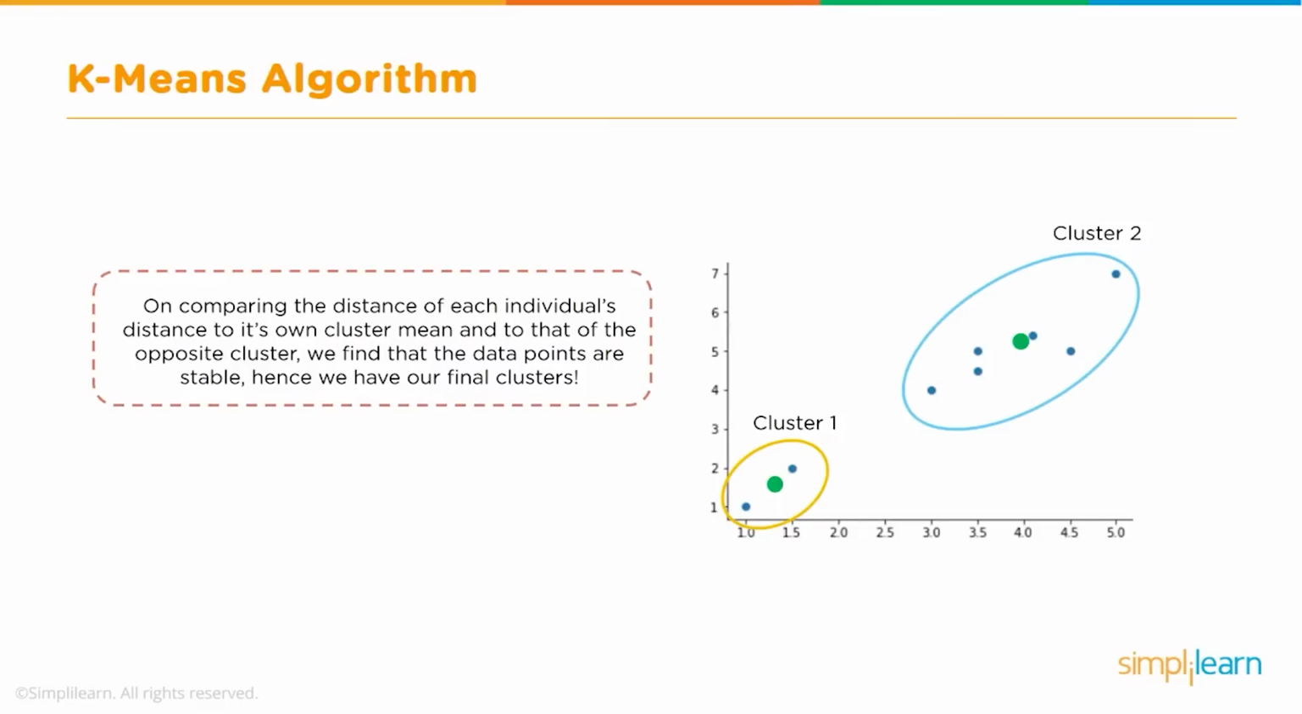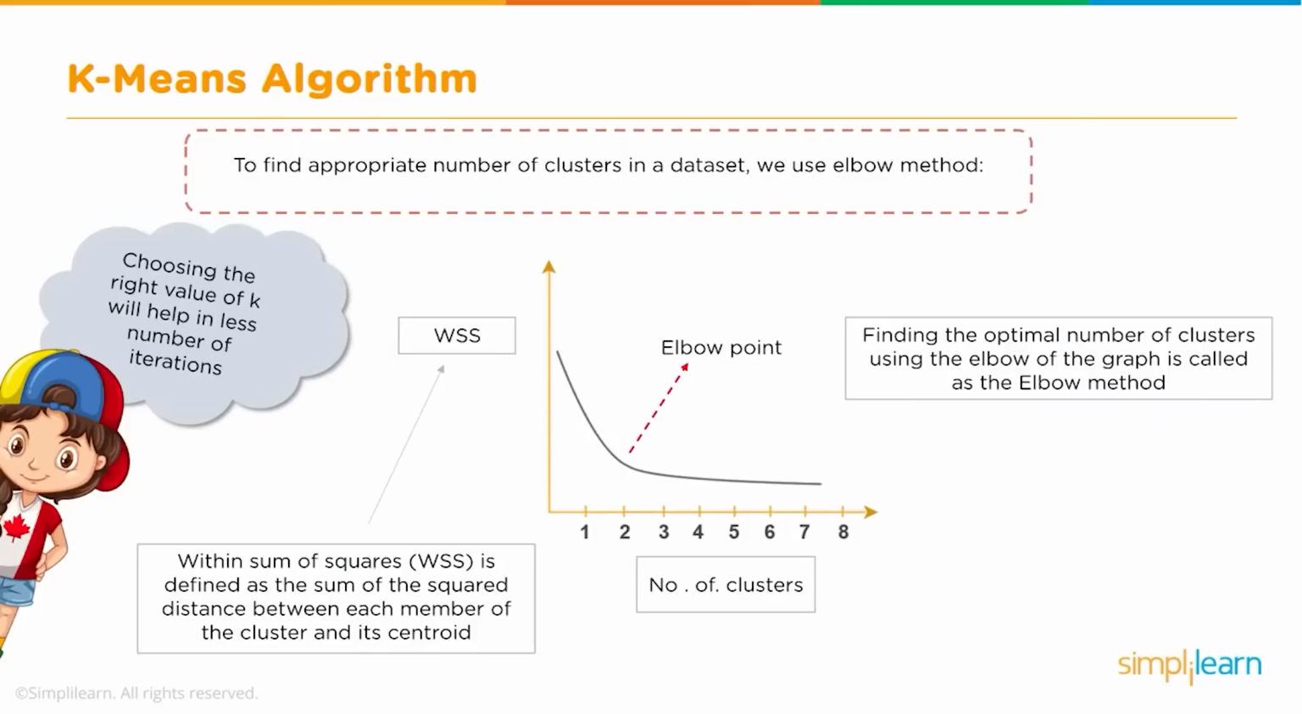Now, if you remember, I brought up a concept earlier on the k-means algorithm. Choosing the right value of k will help in fewer iterations. And to find the appropriate number of clusters in a data set, we use the elbow method. Within sum of squares, WSS, is defined as the sum of the squared distance between each member of the cluster and its centroid. And so what we've done here is we have the number of clusters, and as you run the same k-means algorithm over the different numbers of clusters and calculate what the centroid looks like, you can find the optimal number of clusters using the elbow. The graph is called the elbow method.